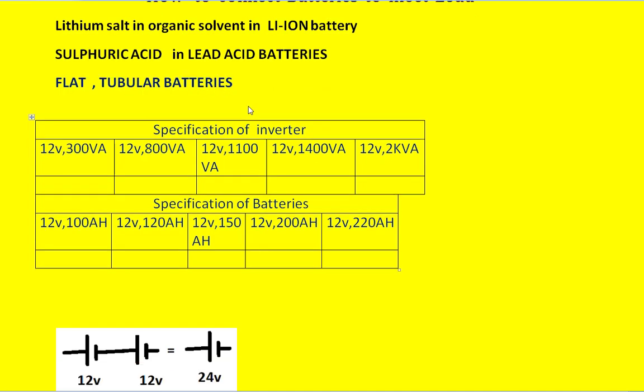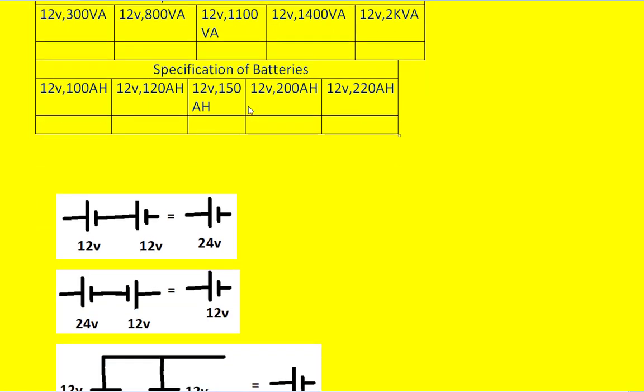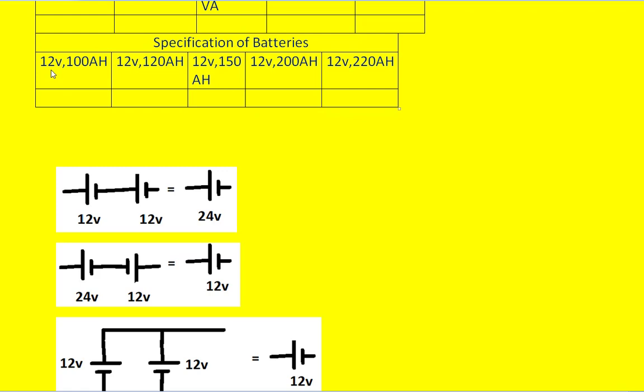Coming to their specifications, that is the available ratings in the market, they are like this. You can find 12 volts 100 ampere hours battery. You can also find 12 volts 120 ampere hours, 12 volts 150 ampere hours, 12 volts 200 ampere hours, 12 volts 220 ampere hours, and you can also find 24 volts 100 ampere hours. Like that, several types of batteries are available in the market.